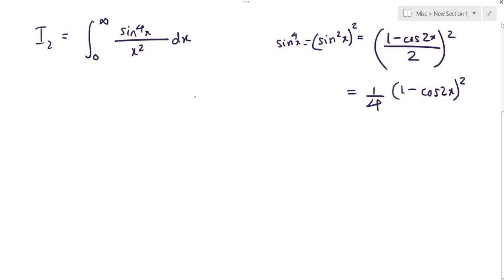So that is exactly what we're going to plug in for our I2. So we have the integral from 0 to infinity of 1 over 4 taken out, 1 minus cosine of 2x, the whole thing squared, divided by x squared dx.